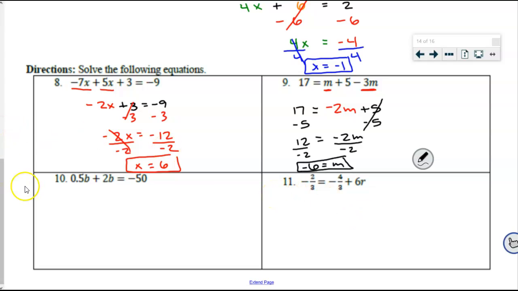This one, just because there's decimals doesn't mean it's time to be afraid or scared. They work the same way. It's just you have 2b and half of a b. But if we have b's here and b's here, it makes sense that we're going to combine those to be in just one place. 2.5b is equal to a negative 50. 2.5 is multiplied by b. We undo the multiplication with division. And when I do this, I have b is equal to negative 50 divided by 2.5. Thank you, Kaden. Good catch. Negative 20.